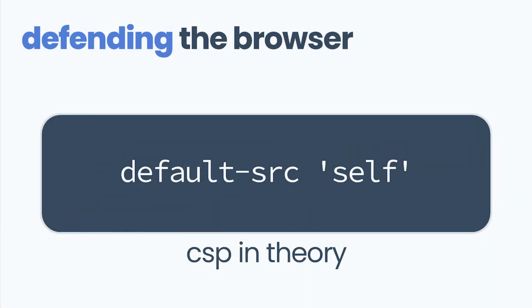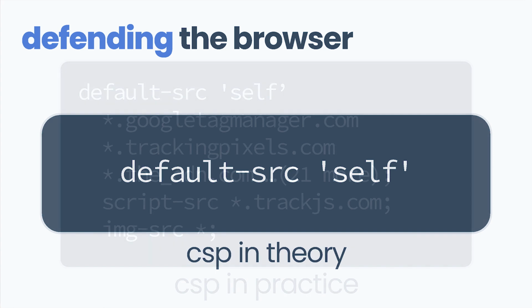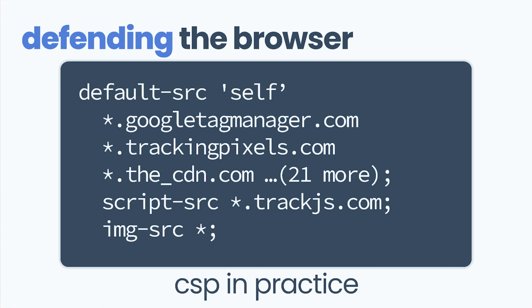The theory of content security policy is that this is what a policy would look like. It's saying, I only trust my website. If I load anything from anywhere other than my website, don't run it. Unfortunately, CSP in practice looks much more like this for most sites. You start with that, but then you also need Google Tag Manager. And then you also need tracking pixels. And then you also need the CDN. And you need 21 more other things. And maybe you want to load scripts from Track.js. And oh, I want to load images from everywhere. And then every day, somebody in the organization needs something else. Because if it's not in this list, the site's broken. And so this turns into a process and administrative nightmare.